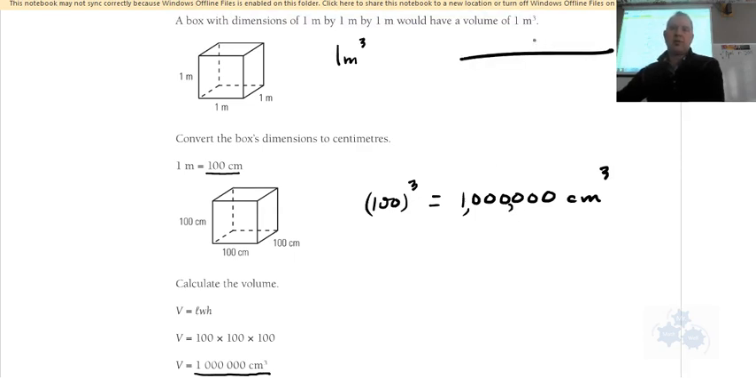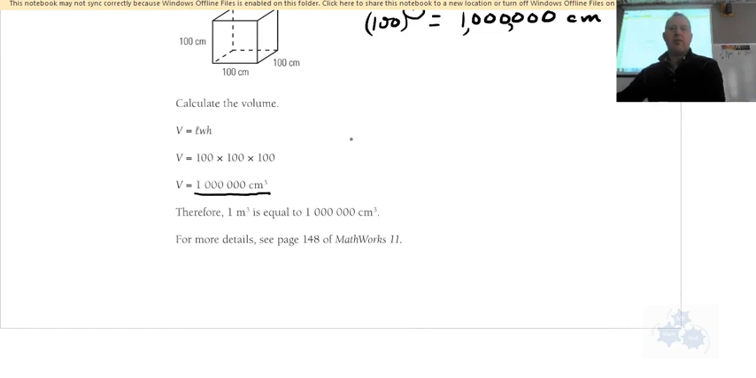Now, if we're talking about a length, 1 meter is equal to how many centimeters? 100. But if we're talking about a volume, that's by a factor of 3, so it's going to be 100 times 100 times 100, which is 1 million. Therefore, if you have a certain number of cubic meters, you multiply by 1 million to get cubic centimeters. If you have cubic centimeters, you need to divide by 1 million to get cubic meters.